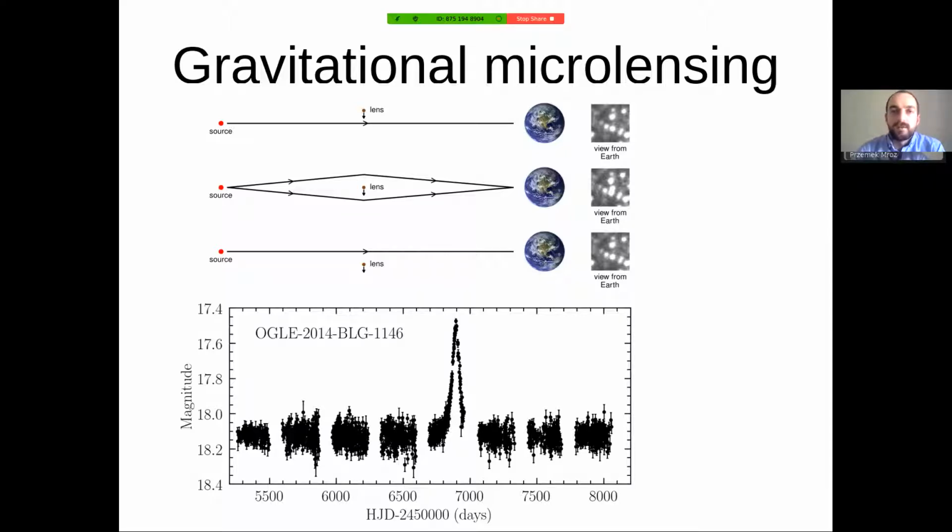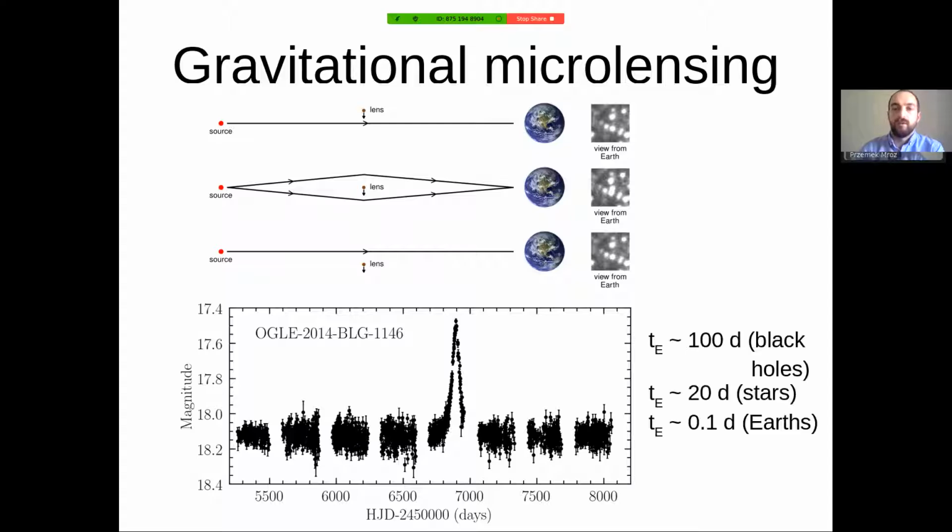What is important is that microlensing allows us to detect objects that are dark, that do not emit any light, objects such as black holes or planets. And by studying the shape of the light curve, by modeling the shape of the light curve, we can infer the physical parameters of the lens. So we can estimate its mass and its distance from the observer.